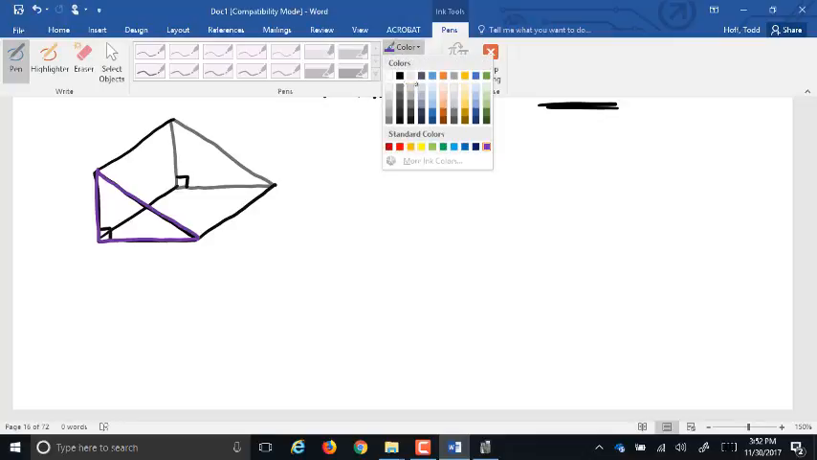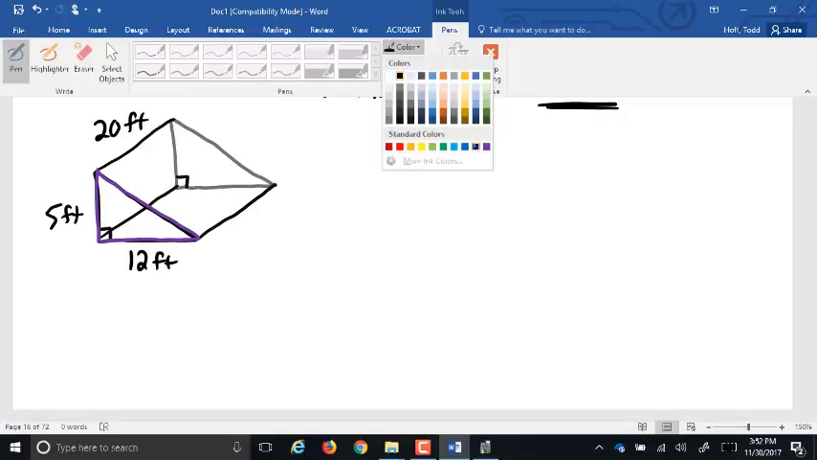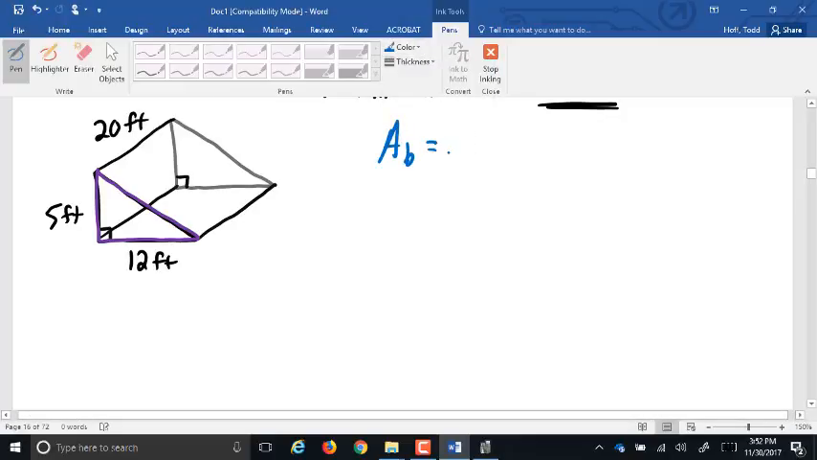Let's give you some dimensions on this. Let's say that this here is 12 feet, 5 feet, and 20 feet. So the area of the base here, well, the base is a triangle. To find the area of a triangle, it is base times height divided by 2, or 1/2 base times height. So here it's going to be 12 feet times 5 feet divided by 2, which is 30 square feet.